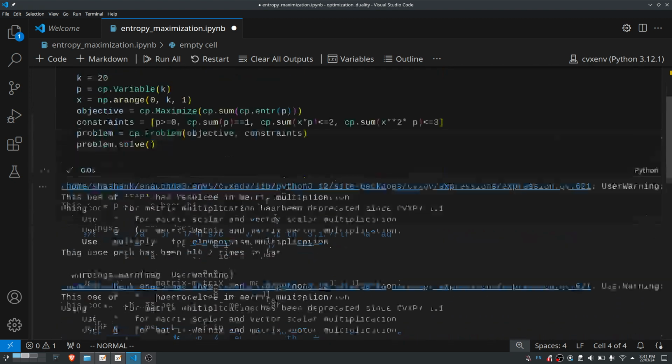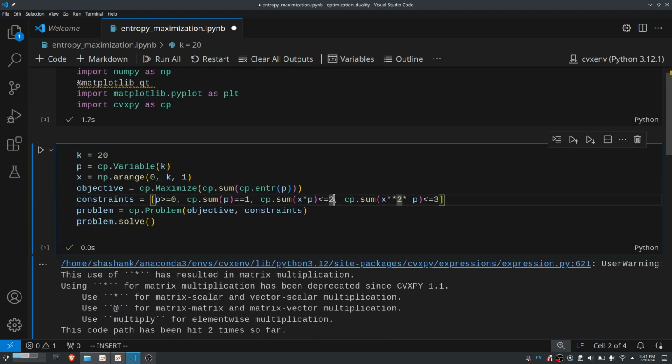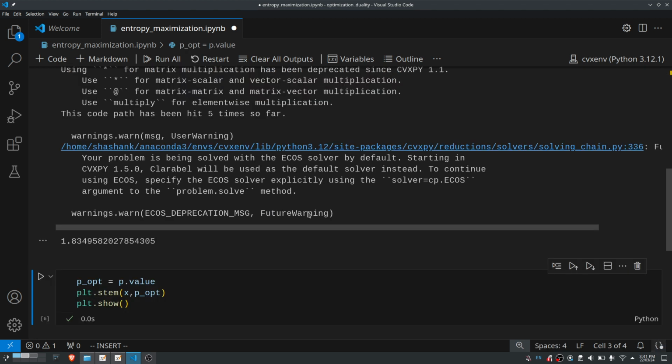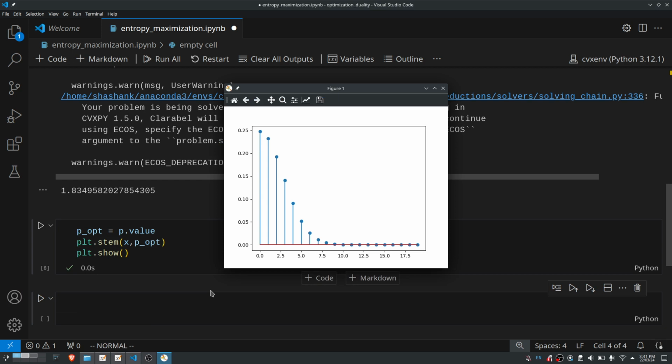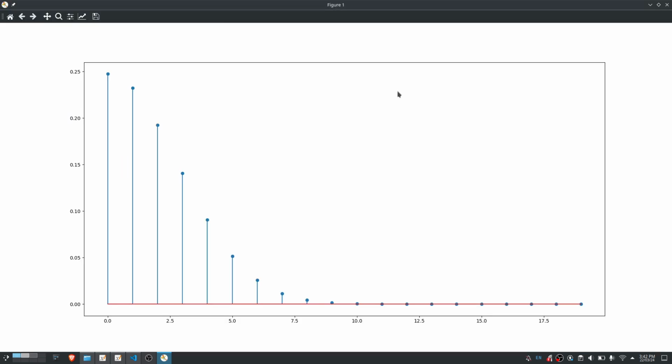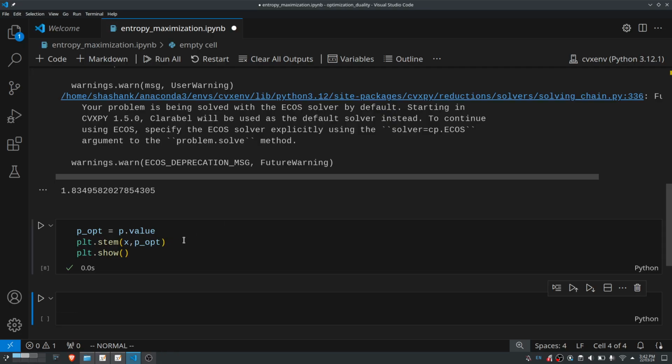Let me increase the mean and variance a little bit. Less than or equal to 6, 7. This is what it would look like. But if you've noticed, does this look a little bit familiar? Maybe let me plot instead of using the stem.